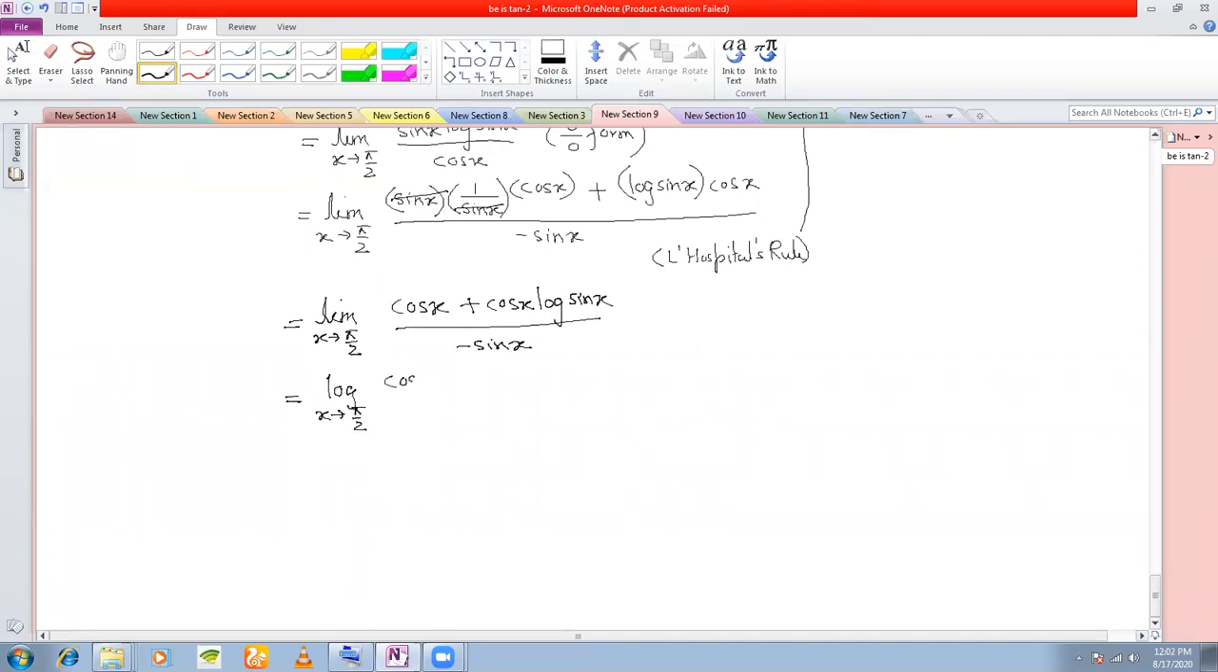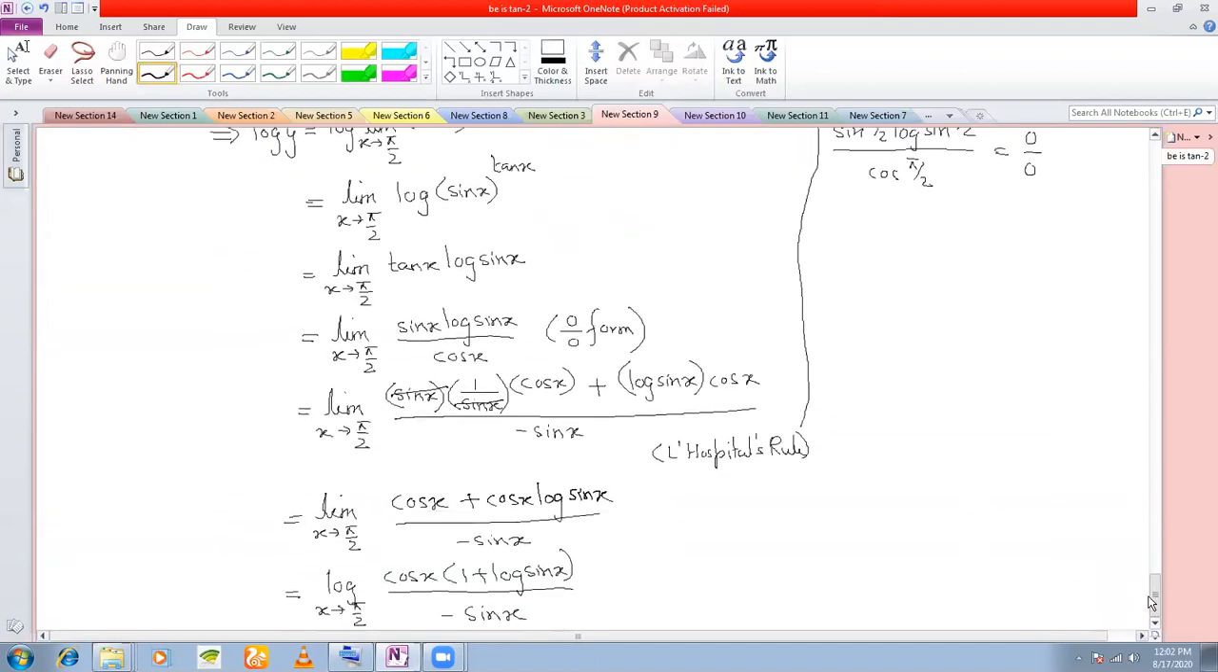You can take cos x common, you'll get 1 plus log sin x divided by minus sin x. Okay, now let's check whether we have got a determinate form. I think it should be. Let's see. We have got cos pi by 2 into 1 plus log sin pi by 2 divided by minus sin pi by 2.